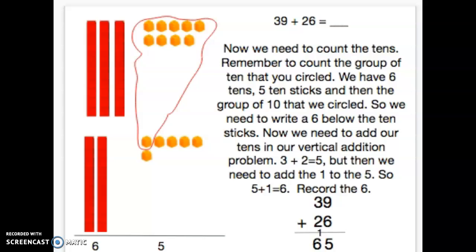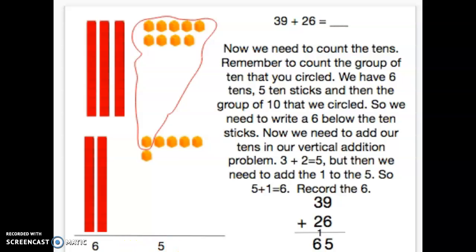Now we need to count the tens. Remember to count the group of tens that you circled. So we have 6 tens. There are 5 10 sticks, and then that group of 10 that we circled. So we need to write a 6 below the 10 sticks.